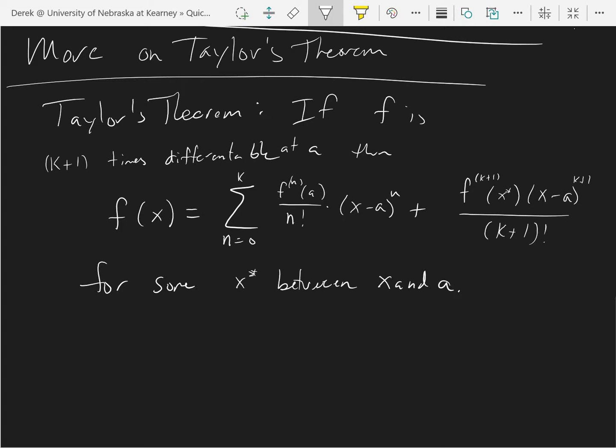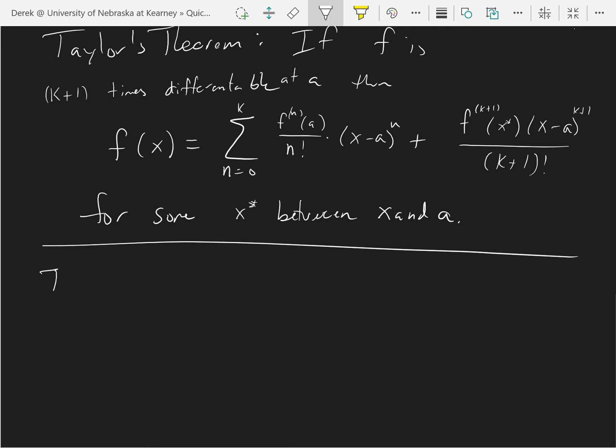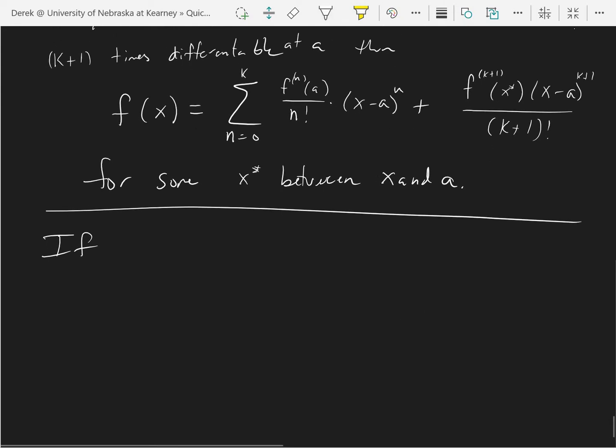Okay. So if it's just k plus 1 times differentiable, I can get this polynomial approximation, and I can bound how big that polynomial approximation error can be. So if it's infinitely differentiable, we can now use our series and prove when that series actually converges.